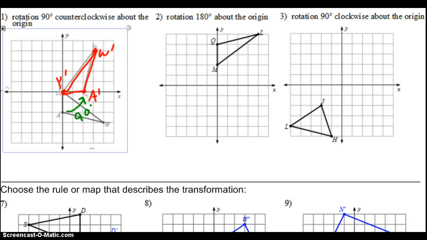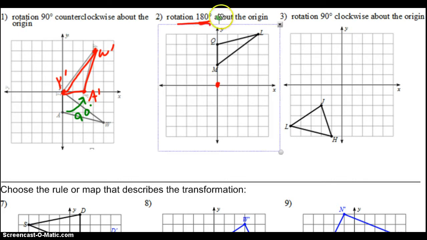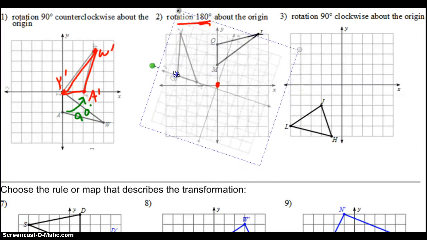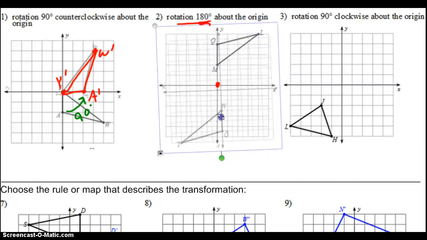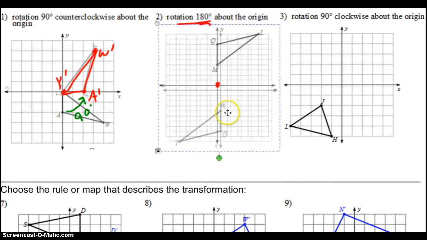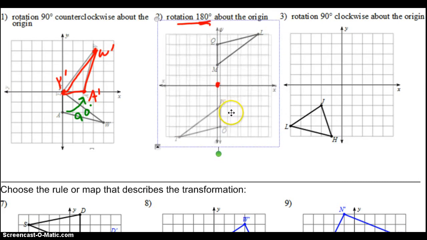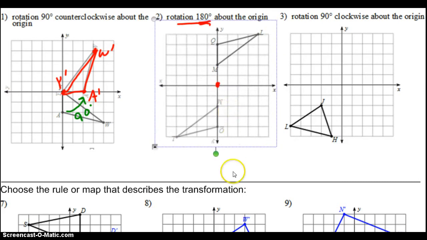Let's see, the second one asks me for a 180 degree rotation about the origin. So again, I'm going to spin around this middle point. That's my center of rotation. And it doesn't matter whether it's clockwise or counterclockwise, 180 degrees is half a turn either way. Let's go ahead and spin it. All right. And so it's 90 degrees there, and there's the full 180 degrees. And let's line this up a little better. And there it is. All right.